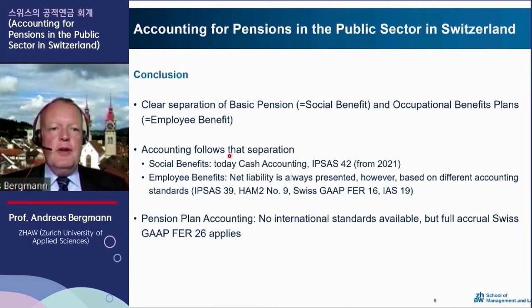So for social benefits we have until today cash accounting, but from 2021 onwards we will use the new IPSAS 42. And for employee benefits we have IPSAS 39, HAM 2 number 9, or Swiss GAAP FER 16 or IAS 19, which all require a liability to be recognized, which might be slightly different in the calculation, but bottom line, the treatment is very much the same used by all four standards.